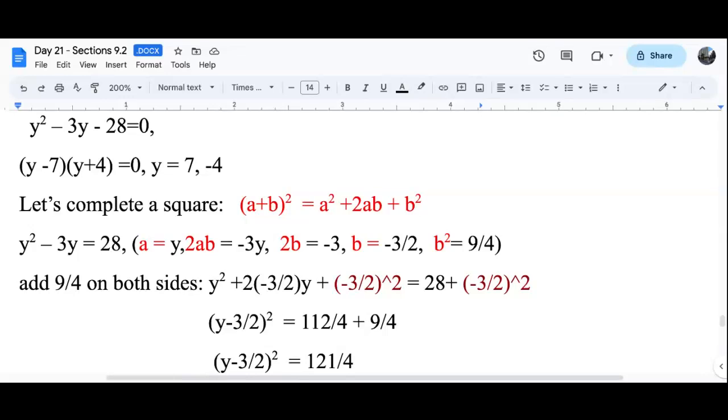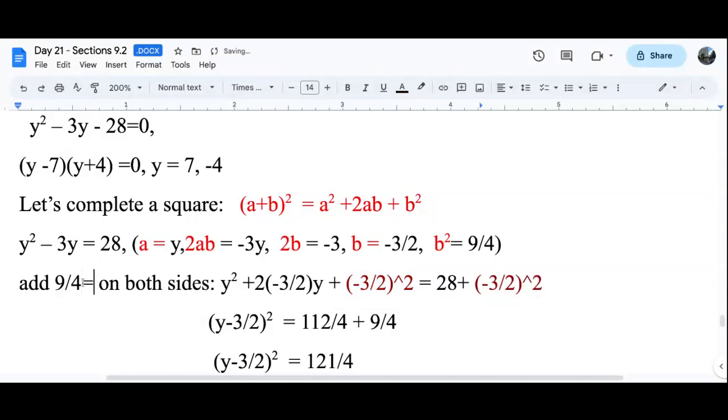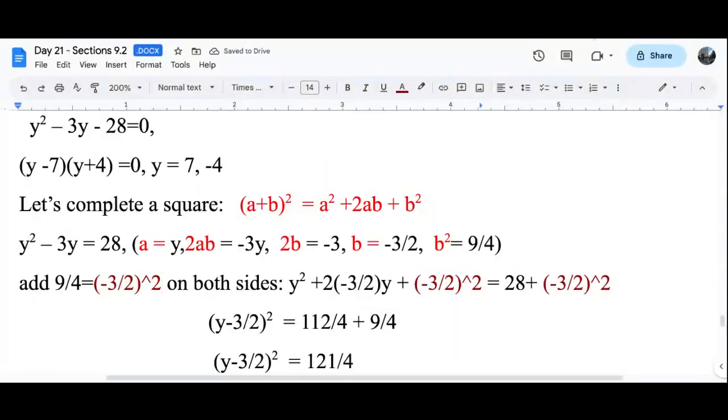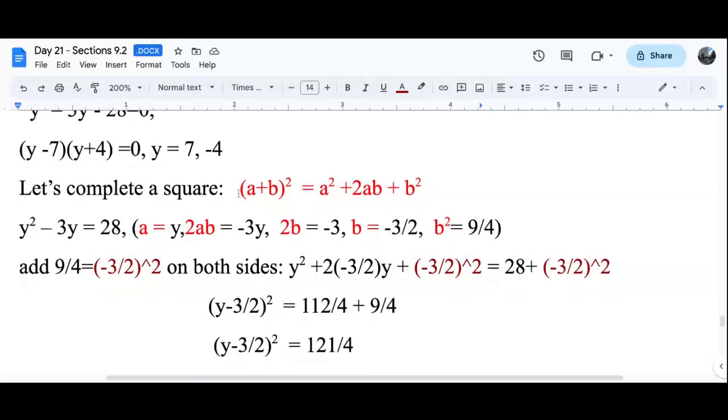You missed the negative 3 over 2 squared on both sides. So you could see, add this number or add this, it's the same thing, right? Those two are the same thing. Oh, okay. All right. Great. And anyone else has any questions? You just have to remember this. This is a perfect square formula.